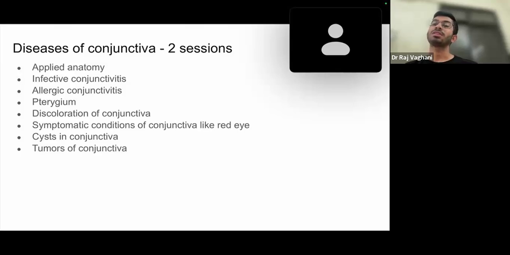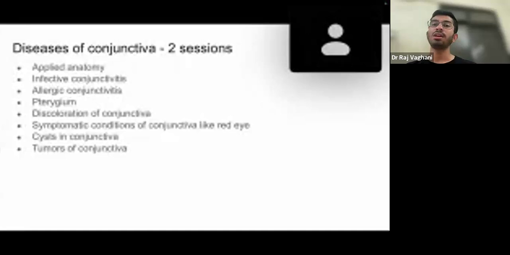Now we'll study infective and allergic conjunctivitis, what is pterygium, what is the shape of pterygium, how is pterygium formed, what are the risk factors, what are the precipitating factors. These are the subtopics. We will also discuss the discoloration of the conjunctiva and testing the conjunctiva. We will discuss everything about the conjunctiva and the questions in your exam. We will discuss each of your exam topics in detail in the live sessions.